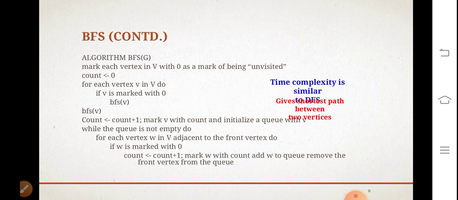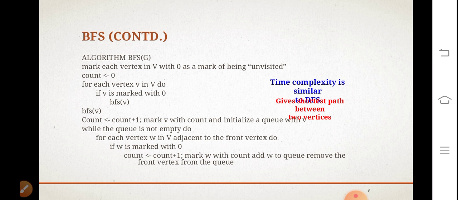If v is marked with 0, then count will become count plus 1. Then for every count we have to mark v with count and initialize a queue with v. Then do this while the queue is not empty. For each vertex w in V adjacent to the front vertex, what we have to do? If w is marked with 0, then count will become count plus 1. Mark w with count and add w to the queue. Remove the front vertex from the queue. This is how the BFS algorithm works.